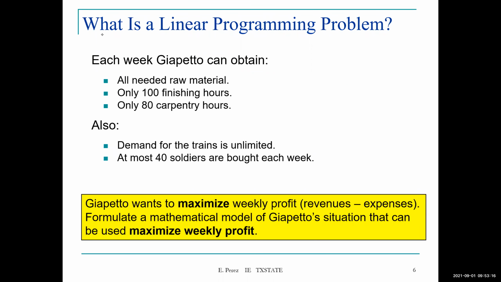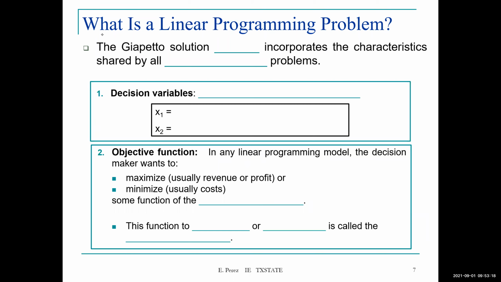So to build that model, the Yapeto solution model incorporates the characteristics shared by all linear programming problems. First, you're going to have some decision variables. In this case, we have to start with that. Every time you formulate a linear programming problem or model, you have to start by describing what are the decisions that you have to make. So first step, you have to list the decision variables. So in this case, do you know what the decisions are?